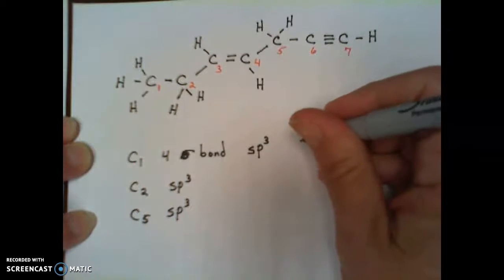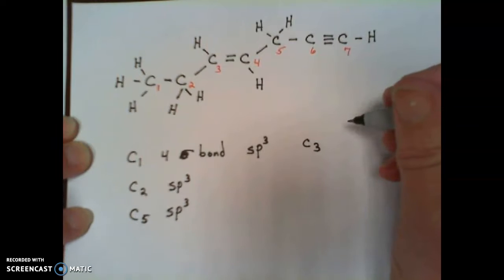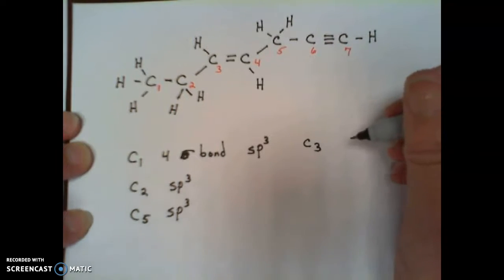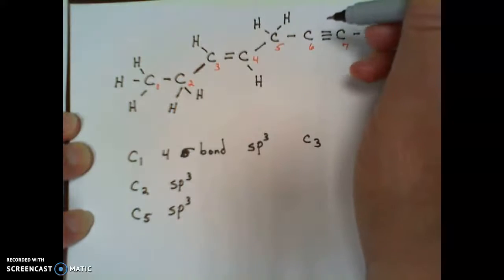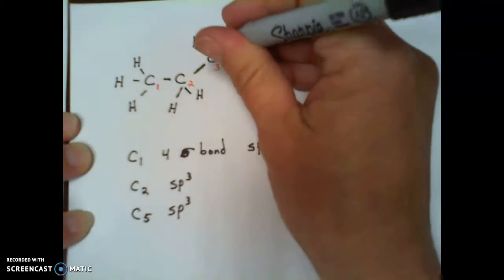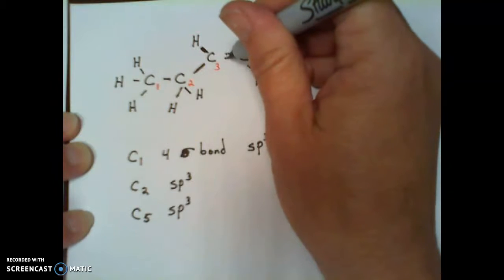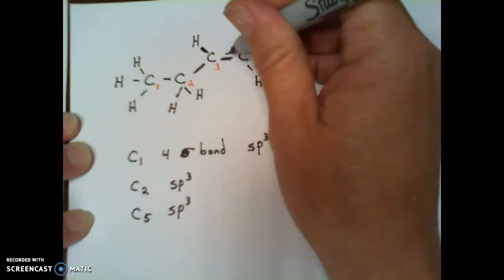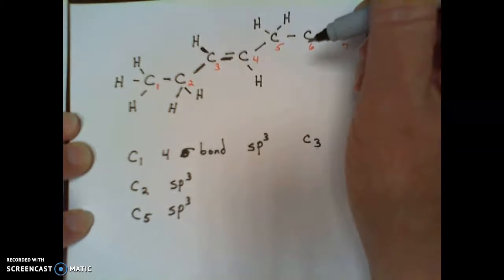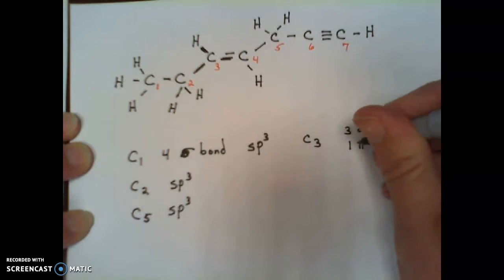So let's look at carbon 3. Carbon 3 is bonded to 3 atoms. It's bonded with a sigma bond to the carbon below. It's bonded with a sigma bond to the hydrogen that's slightly above, and it has a sigma bond to the carbon beside it, and it has a pi bond to the carbon beside it. So we have 3 sigma bonds and 1 pi bond.